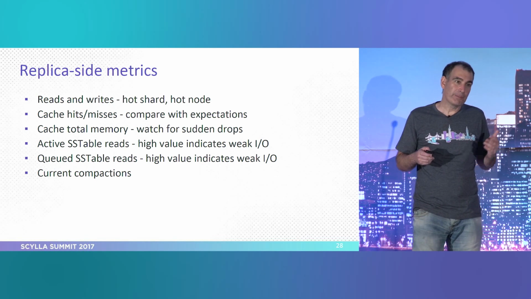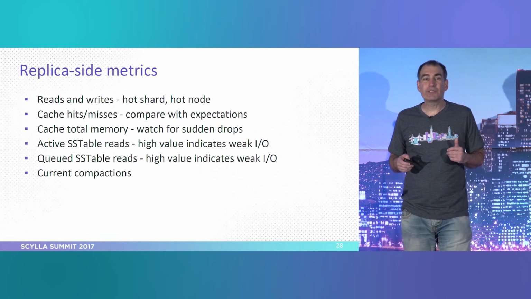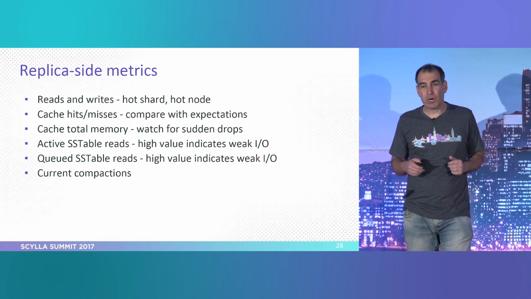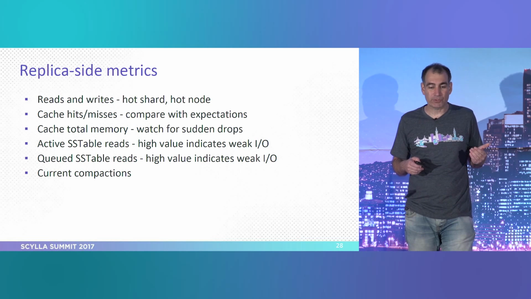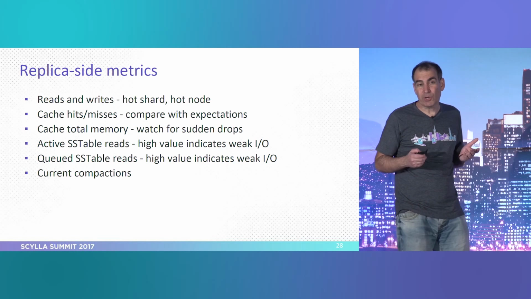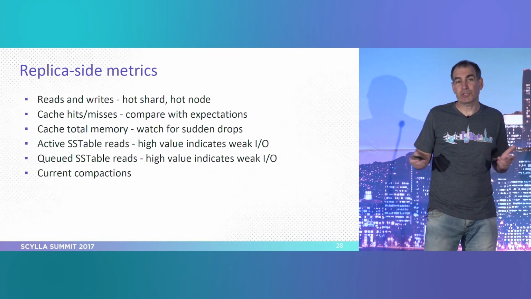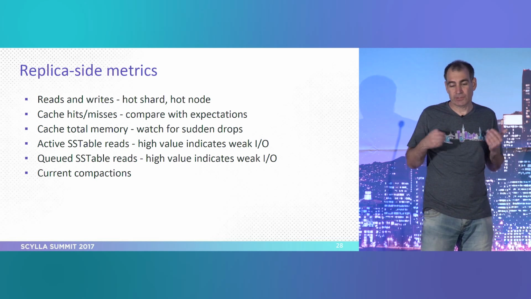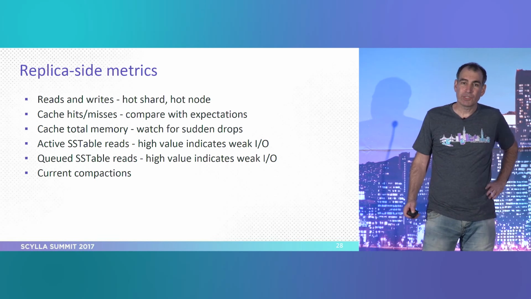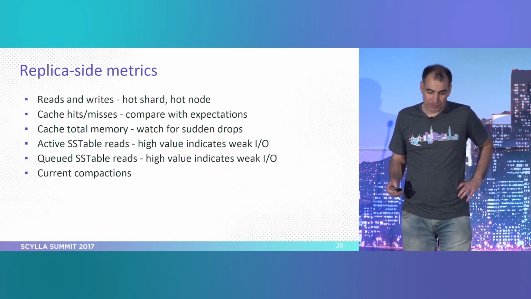So if you see a high read count on the coordinator side, it means it has a lot of communication with the driver. If you see a high read count on the replica side, which might be on the same node, it means that there is a partition or perhaps a set of partitions that are seeing a lot of traffic, and that means that the distribution of the partitions is not good.